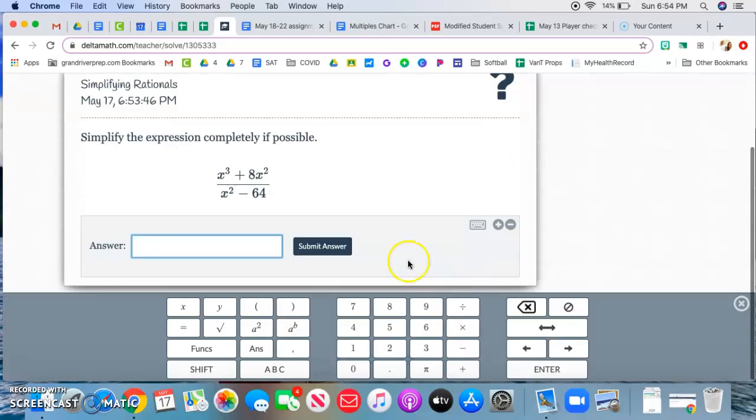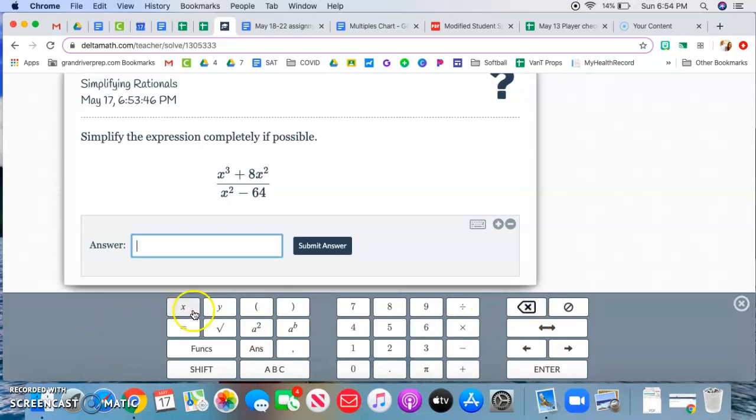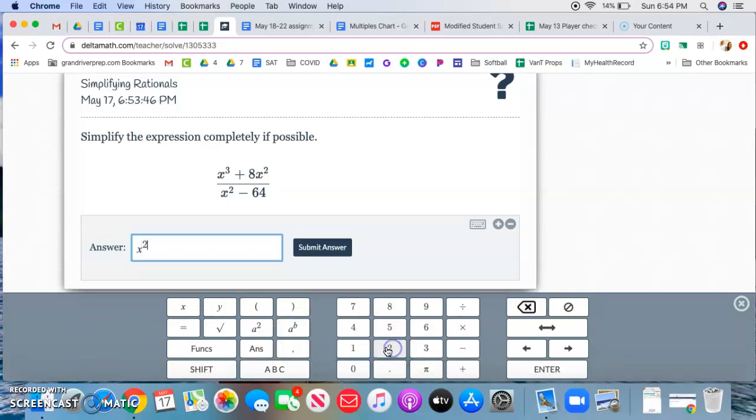So I'm going to hit the keyboard. I'm going to go ahead, and in the top, I want x squared. So I'm going to hit x. And again, you can use this button for squared, or you can, if I clear this all out, you can hit x, and then you can hit this exponent button, and you can pick any exponent you want then.